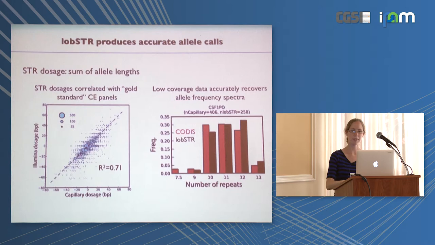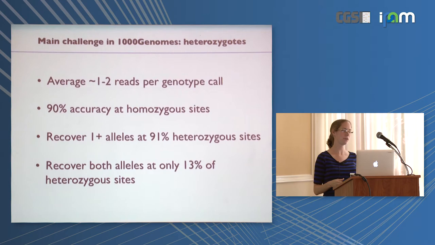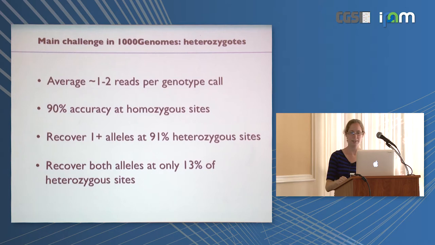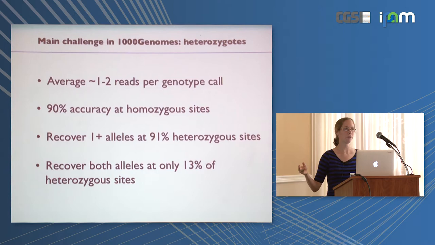The main challenge in the 1,000 genomes project that we've dealt with is the issue of heterozygous, low coverage. So on average, we had only about 1 or 2 reads per genotype call in our data. We were quite accurate at homozygous sites, but if we look at heterozygous sites, only in 13% of the cases could we actually pick up both alleles. So especially for the case of STR calling, low coverage data is basically hopeless if you want to have accurate genotype accuracy, especially because we can only deal with reads here that are completely spanning the STR, so a lot of the reads we just have to throw away.